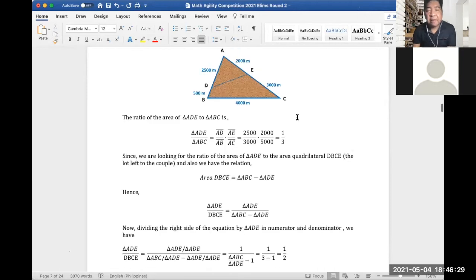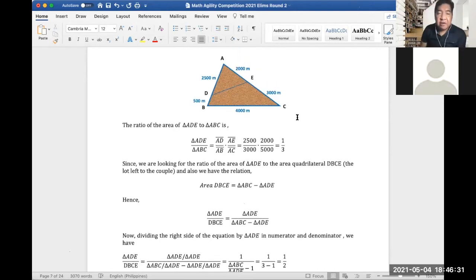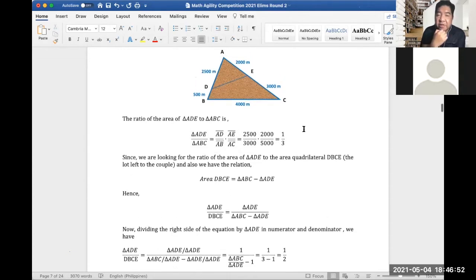So, okay. Look at the ratio. If the ratio of the area of ADE, so ADE is this triangle above, to ABC, which is the whole lot, right? So ADE, triangle ADE over triangle ABC. So we can use this ratio and proportion.